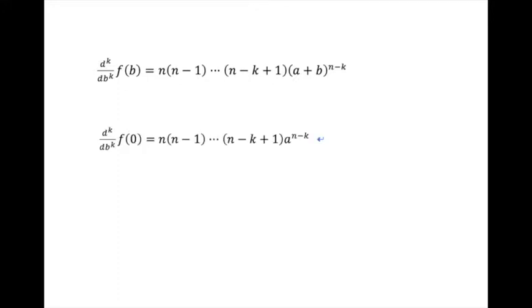It is easy to see that the k-th derivative of f of b equals n times n minus 1 all the way to n minus k plus 1 times (a plus b) to the power n minus k. We can expand this series at b equal to 0. Then we will have the k-th derivative of f at 0 equal to n times n minus 1 all the way to n minus k plus 1 times a to the power n minus k.